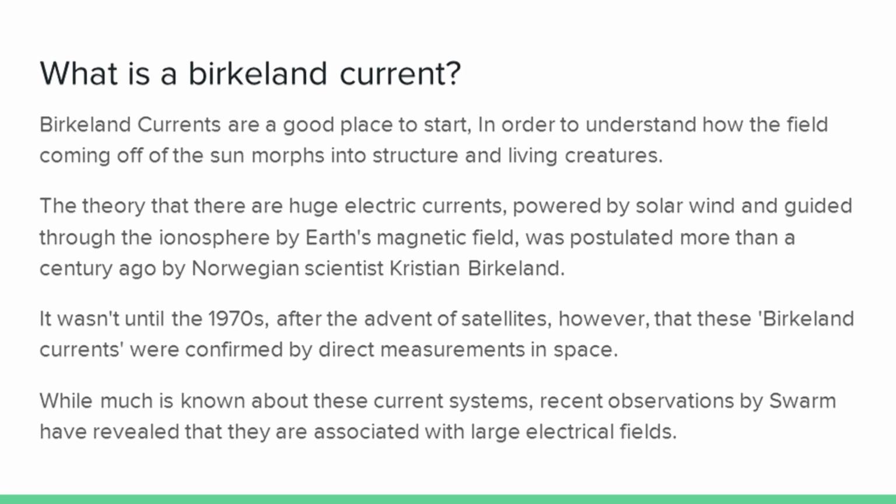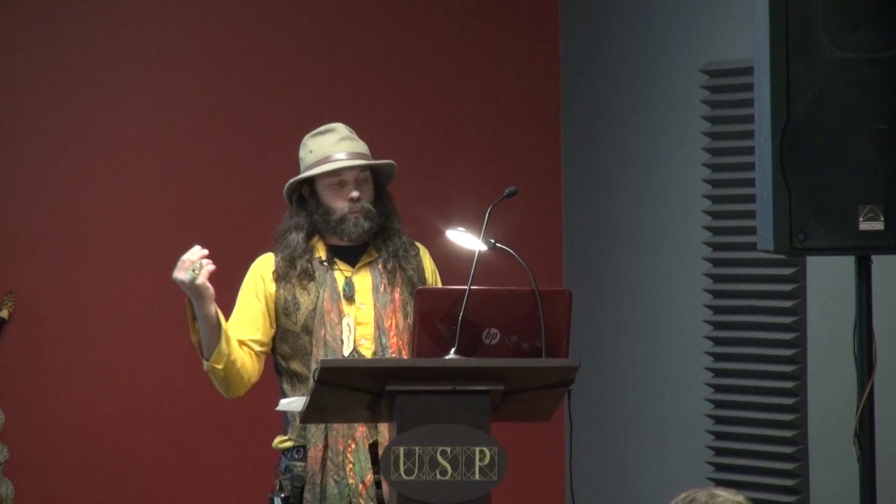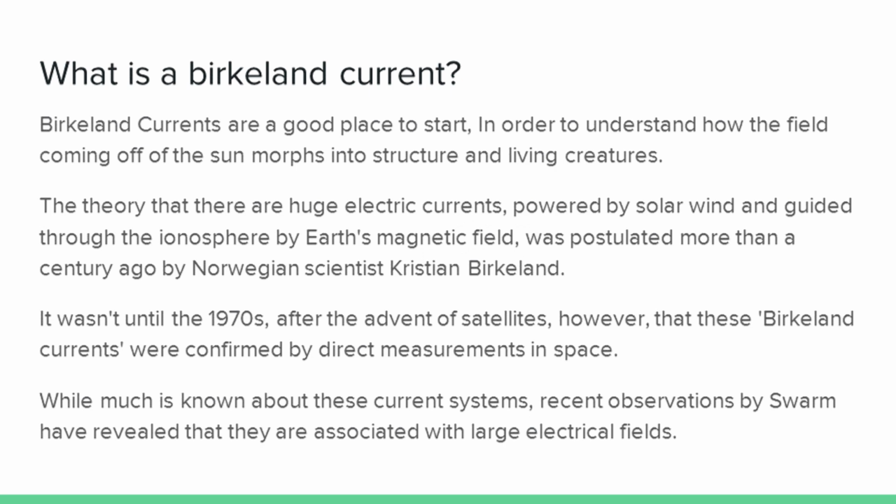What is a Birkeland current? Birkeland currents are a good place to start in order to understand how the field coming off of the sun morphs into structures like living creatures. The theory that there are huge electric currents powered by solar wind and guided through the ionosphere by Earth's magnetic field was postulated more than a century ago by Norwegian scientist Christian Birkeland. This was before Russell, even though Russell himself has, we'll get into that, shown off how Birkeland currents work. It wasn't until the 1970s, after the advent of satellites, however, that these Birkeland currents were confirmed by direct measurement in space.